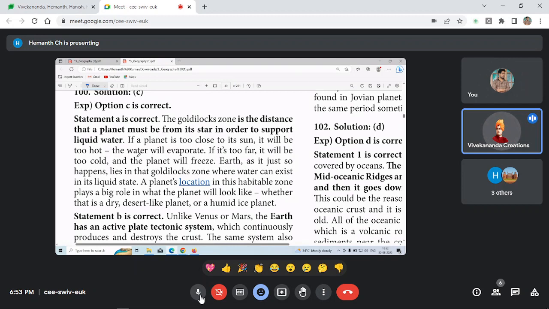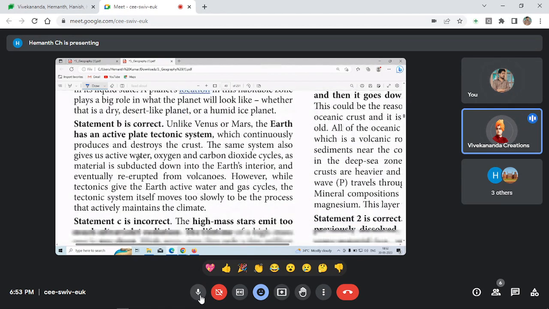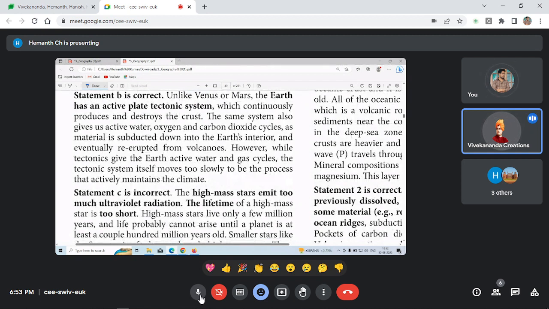Unlike Venus and Mars, the Earth has an active plate tectonic system, which constantly produces and destroys the crust. The same system also gives an active water, oxygen, and carbon dioxide cycle, as material is subducted down into the Earth's interior and eventually erupted from volcanoes. However, while tectonics gives the Earth an active water and gas cycle, the tectonic system itself moves too slow to be the process that actively maintains the climate.